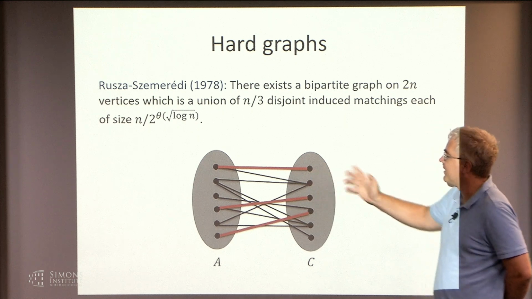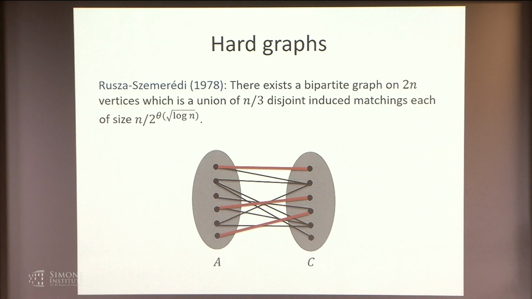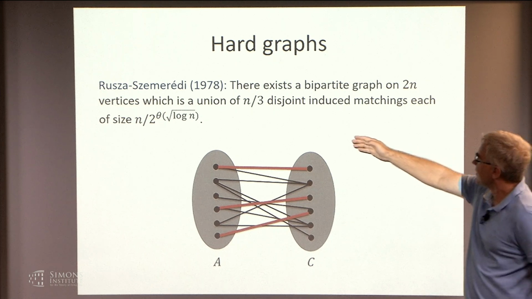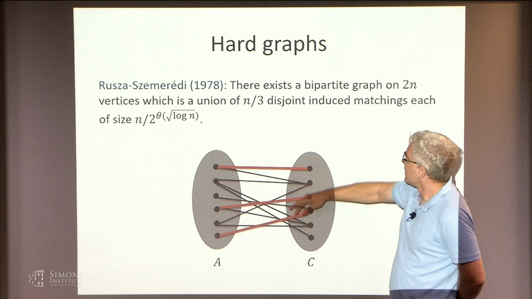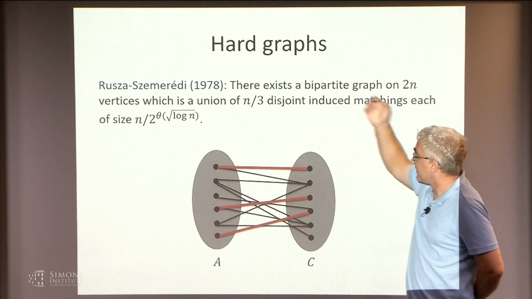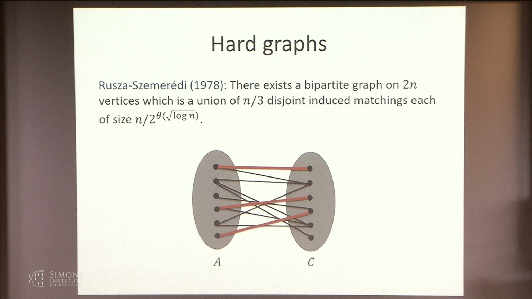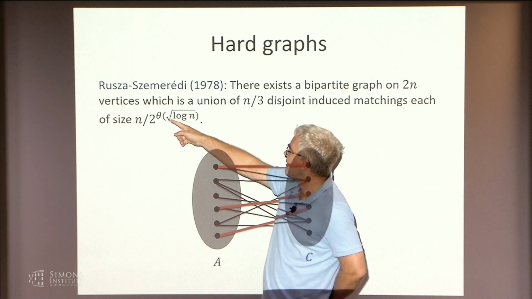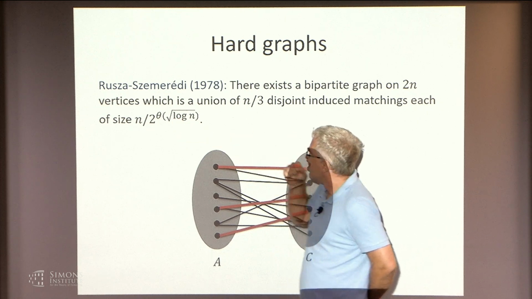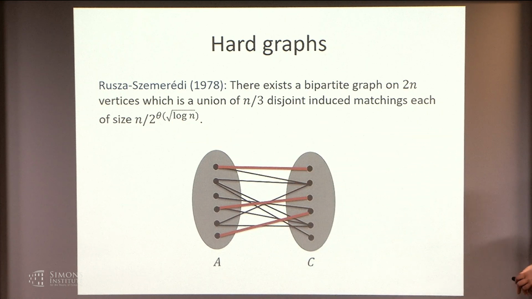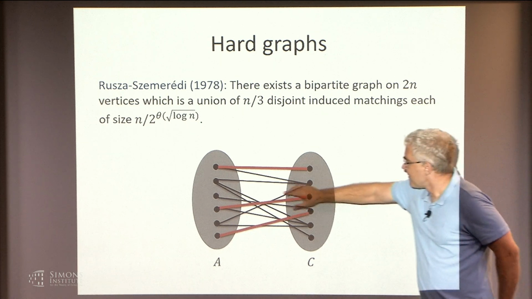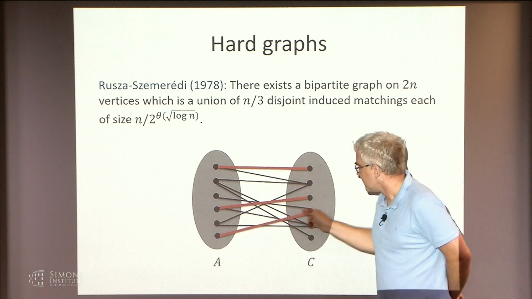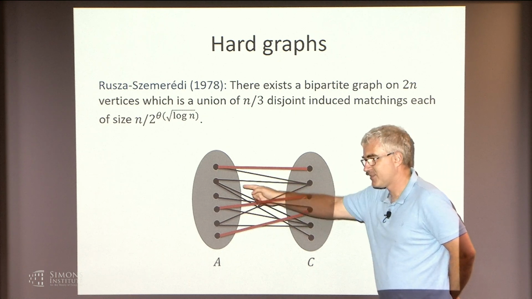They have almost n-squared edges, but at the same time they look very sparse. In what sense? In the sense that you can cover all the edges by n/3, so basically a linear number of disjoint induced matchings, and each of the matchings is of size n over e to the order square root of log n. So it's almost linear sized matchings, a linear number of them, and they are induced. That means that if you take a part over here and over here, then the only edges you will see are the edges of the matching. So this is a linear number of edges.